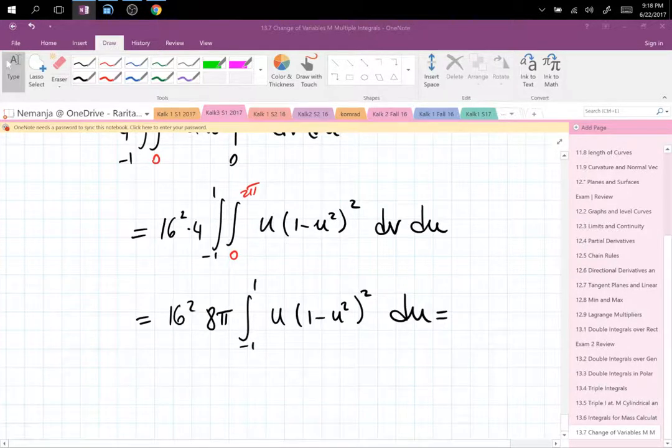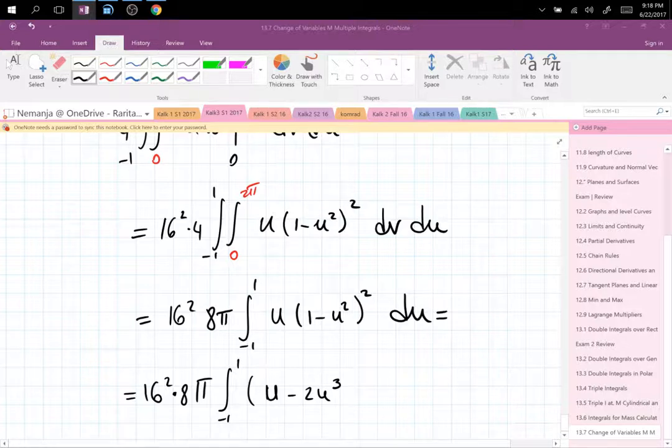Now obviously we can use u-substitution here, or we can just FOIL everything and work from there. I would rather FOIL than use all the stuff. So you have 16 squared, so this is 8 pi times 8 pi, integral from negative 1 to 1, and now you have the square, so it's 1 times u, minus 2u cubed, and then plus u to the 5 du.